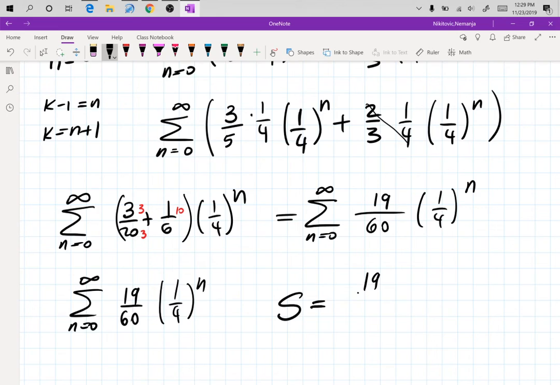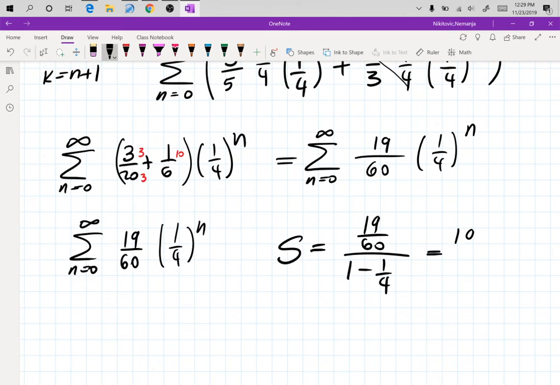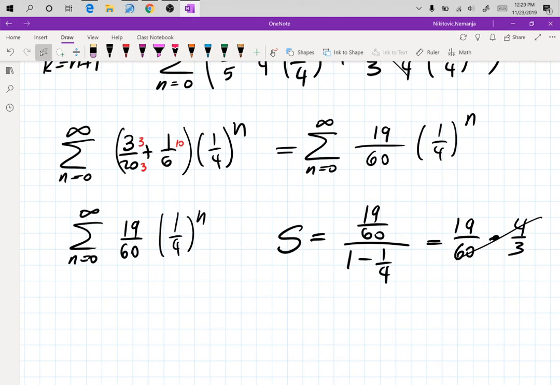So that's 19 over 60 for A, over 1 minus 1/4 on the bottom, which is 19 over 60 times, this is 3/4, so it's 4/3 over here. These guys would cancel, you get the 15, so 19 over 45, I hope, for the sum.